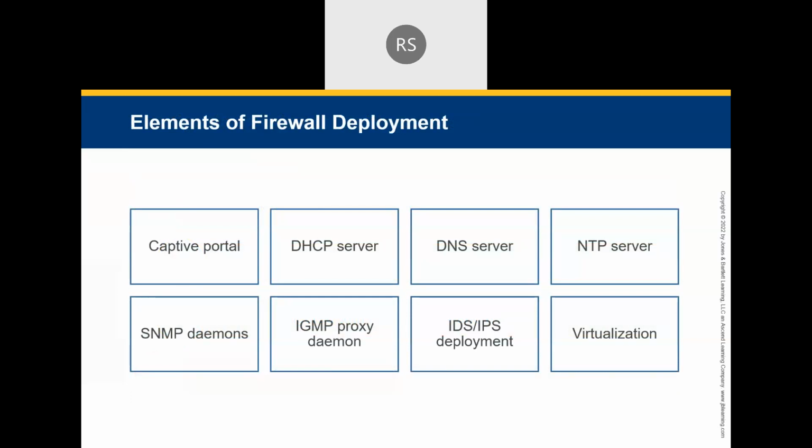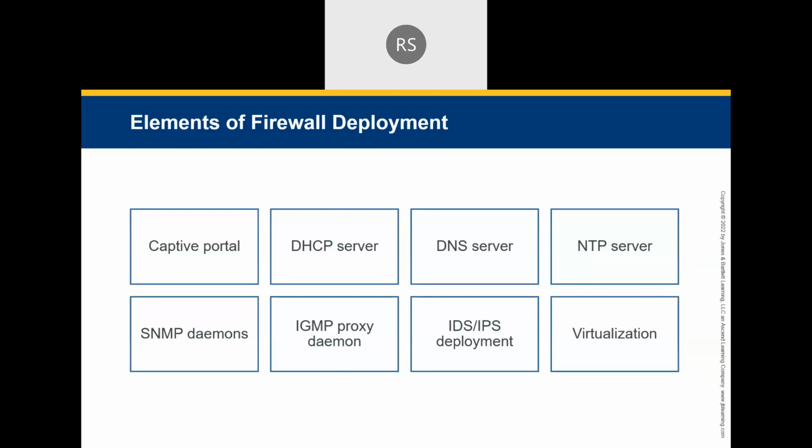So elements of firewall deployment, we'll look at some key components of this. One is a captive portal. That's a web page that requires user interaction before granting access to a network or the internet. So this often involves authentication or acceptance of terms. The DHCP server provides a dynamic IP address allocation to devices on the network. This simplifies network configurations for users and administrators.